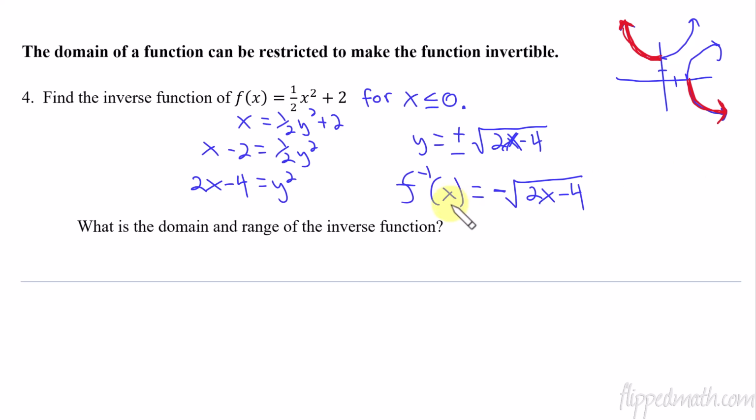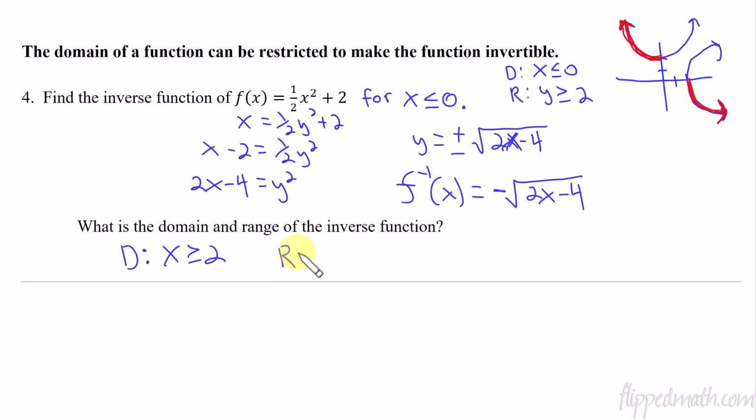Okay. Now, what's the domain and range of the inverse function? Well, if you look at the domain and range of the original, that helps you out. The domain of the original was that all the x values had to be less than or equal to 0. The range of the original function was all the y values greater than or equal to 2, because this plus 2 shifted the parabola up. So now the domain is swapped: all the x values greater than or equal to 2. That matches my picture.